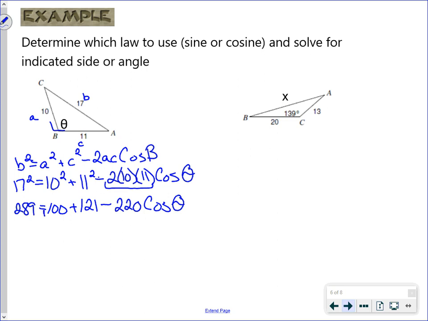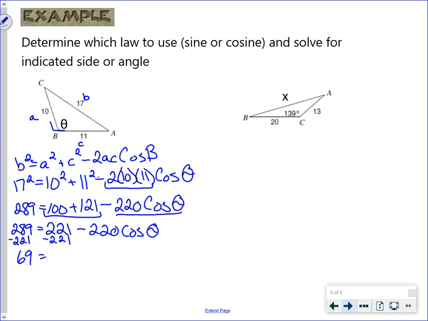So in this one, we want to add 100 plus 121. We don't want to subtract the 220, again, because it's being multiplied by cosine theta, and those two are attached right now. So add these together. So we'll get 289 equals 221 minus 220 times cosine of theta. So now we're going to subtract the 221 from both sides, and we will get positive 69 equals negative 220 times cosine theta.